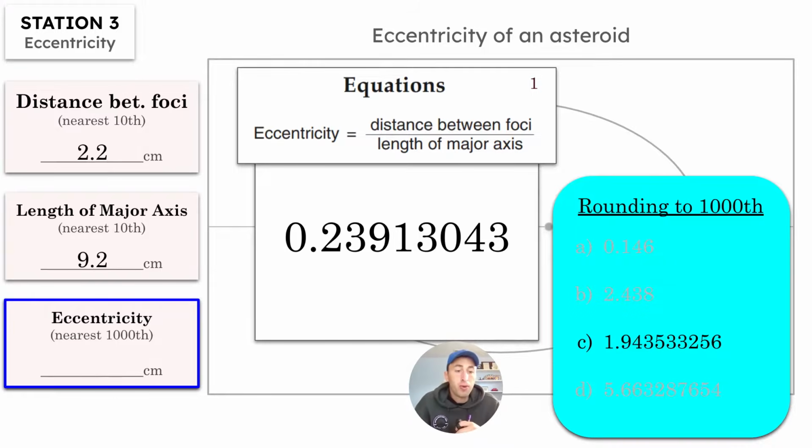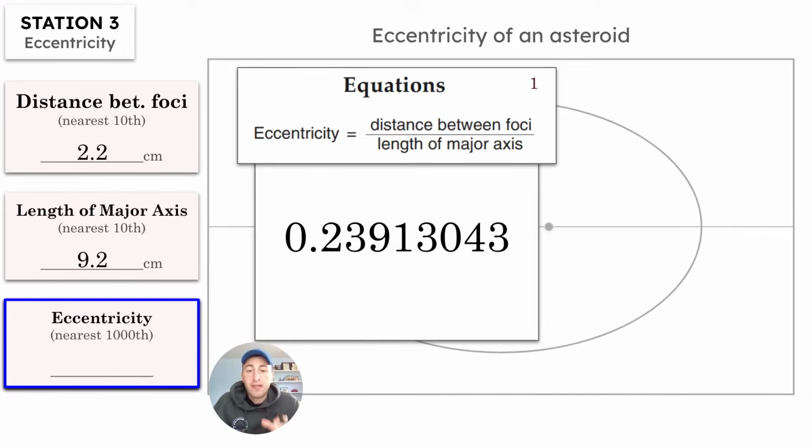This example here, 1.943533256. And you see here, this is 943, which is nearest thousandth. And this number is a 5, which is 5 or above. So therefore, you round this up to 4. And lastly here, 5.6632. You see here, 3 decimal places after the decimal will be 0.663. And that's 663. And this is a 2. So therefore, you round down. You keep it at 3.